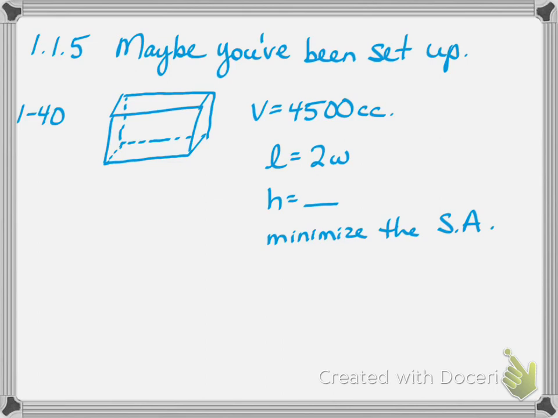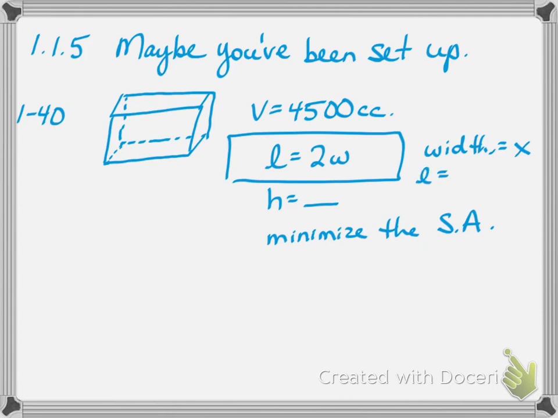So now we need to try to put this in terms of algebra. I know the length is twice its width, and I'm trying to find the height. So if the length is twice the width, we might let the width be x, and then the length would be 2x. So my length is 2x, my width is x, and I'm trying to figure out this height right here.